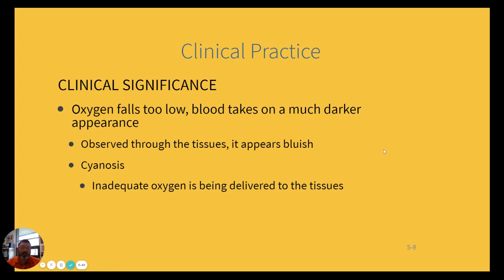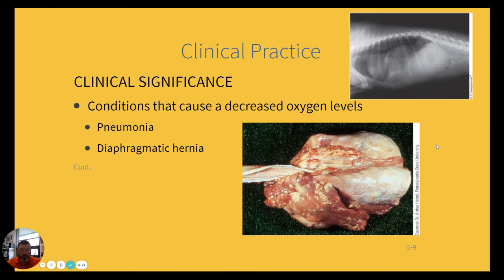So we look at clinical significance. Anytime oxygen falls too low, blood takes on a really dark appearance whenever it fails to get oxygenated properly. And so sometimes if you look in certain tissue, that tissue can start to have a bluish hue to it. Lip tissue is often responsible for that. There's a condition called blue baby syndrome. If you have blood that fails to get oxygenated appropriately, the tissues in the lips will turn blue. Cyanosis is when you have inadequate oxygen being delivered to those tissues. That's what you call that particular condition.